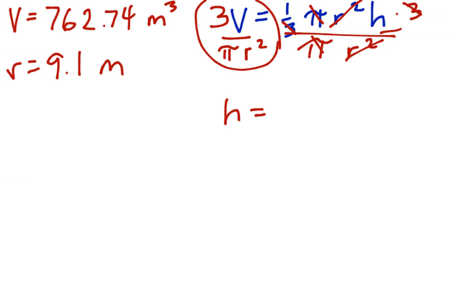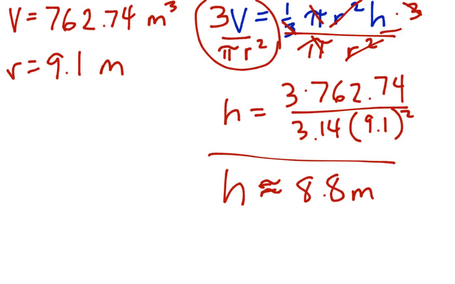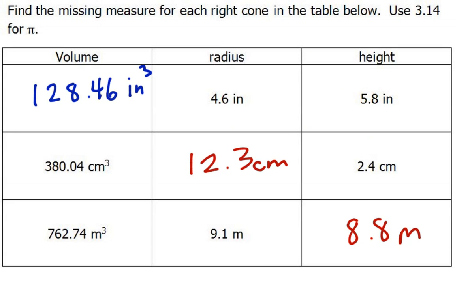So I'm just going to start substituting. 3 times the volume, which is 762.74, all divided by pi, which is 3.14, times r squared, which is 9.1 squared. Calculator. And according to my calculator, I'm coming up with approximately 8.8 meters. So I'll come back to our table, put my 8.8 meters in there, and I've got that answer too.